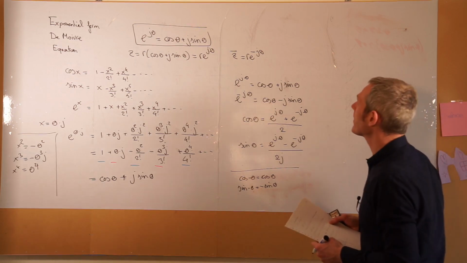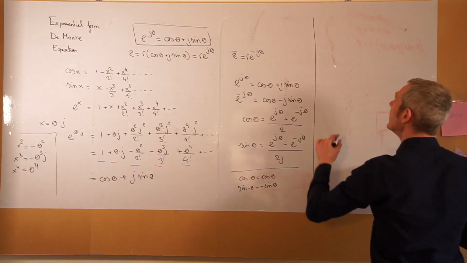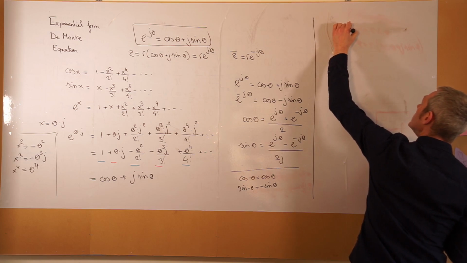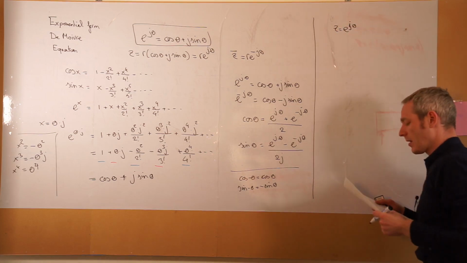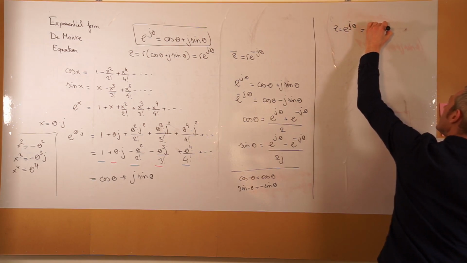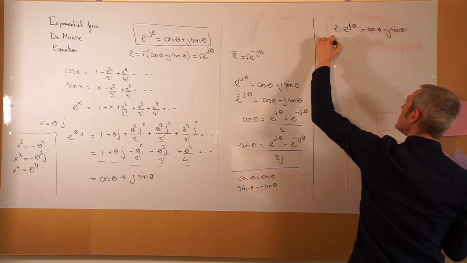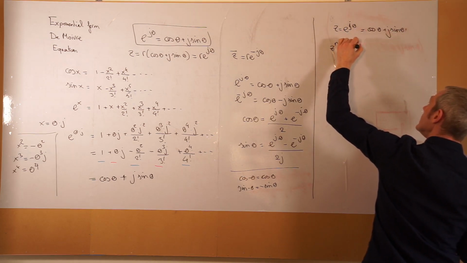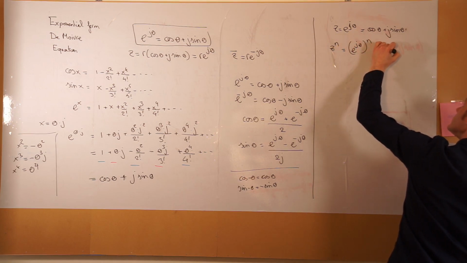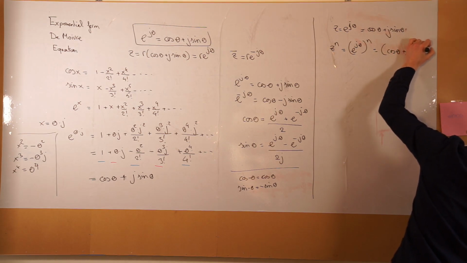Now, if we use this exponential form, z is e to the power of j theta, and that is equal to cosine of theta plus j times the sine of theta. Let's take z to the power of n, which is equal to e to the power of j theta, to the power of n, which is equal to cosine theta plus j sine of theta, to the power of n.